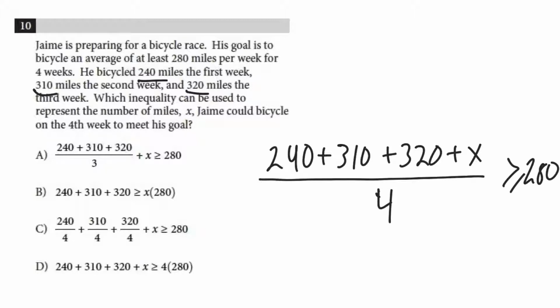Okay, I'm looking at my expressions here, and the first one doesn't look right, dividing the first 3 by 3, but then the fourth week is kind of floating out there all by itself. Then the next, I'm not sure how that works. Doesn't have any resemblance to our inequality on the right.